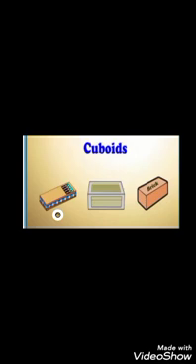This is matchbox. This is box, and this is brick. Many more examples you can take. You can take the example of lunch box, pencil box, these book. These all are examples of cuboid. Moving ahead to next shape.